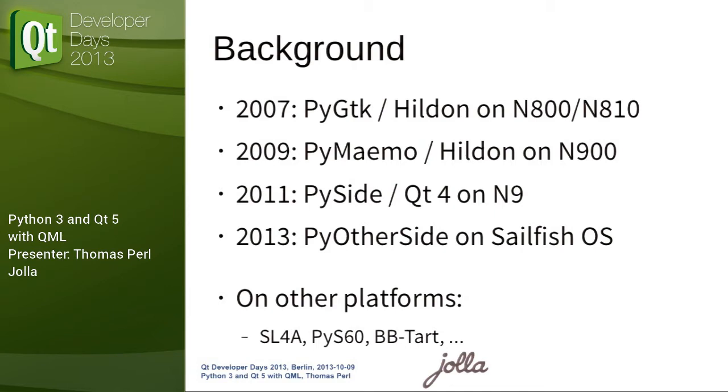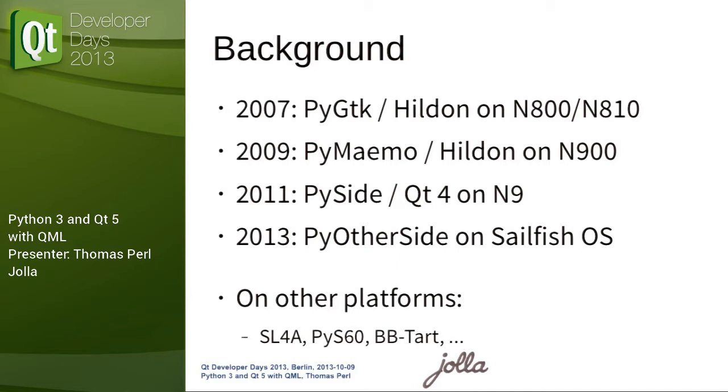Then 2 years later, the N900 came out, which was a Linux-based phone. Again, using mostly desktop Linux stuff. And again, GTK was still used. You could also use Qt there already. But basically, the main UI toolkit that you use there is GTK with some modifications to fit the mobile use case a bit better. That was called Hildon.